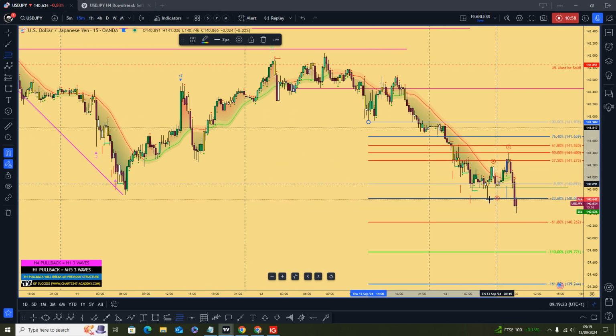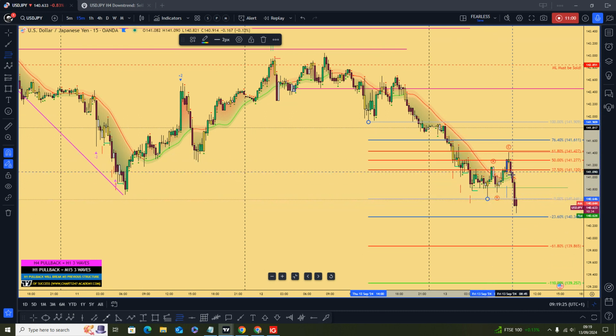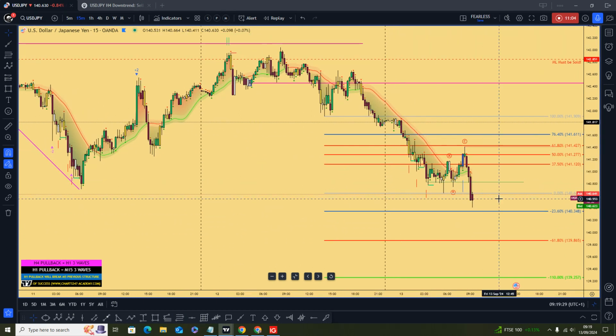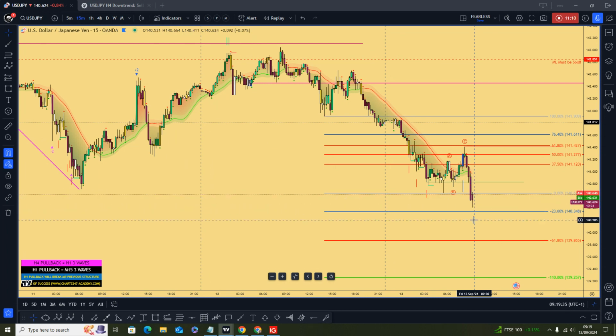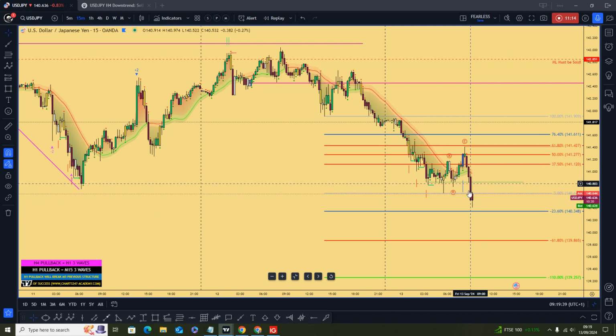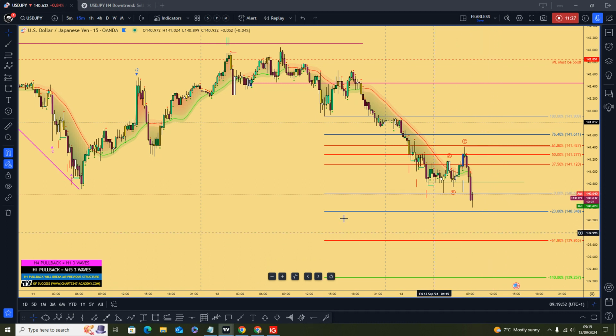So it came into the 61.8% and moved to the T1. The play here is I'll wait for this current 15 minutes candle to close. If it closes inside this big range candle, we can take a buy above it. Otherwise, this will be the next area we can look for a buying opportunity, 139.86.